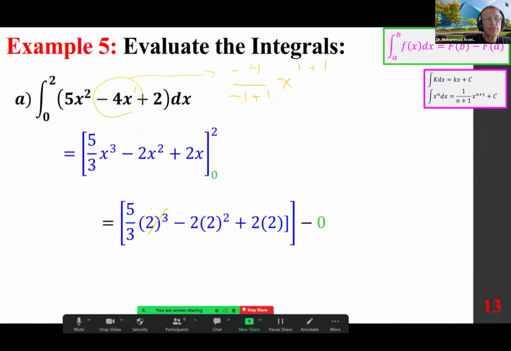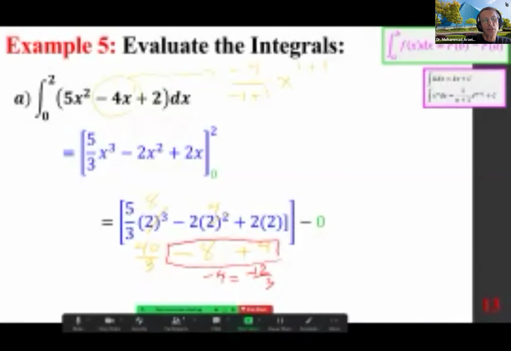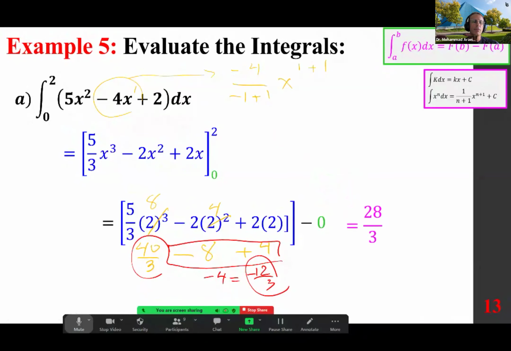This is 8 thirds. This is 4 minus 8 plus 4. These two add up to minus 4, which is minus 12 thirds. Combination of these two, 28 thirds is the final answer.